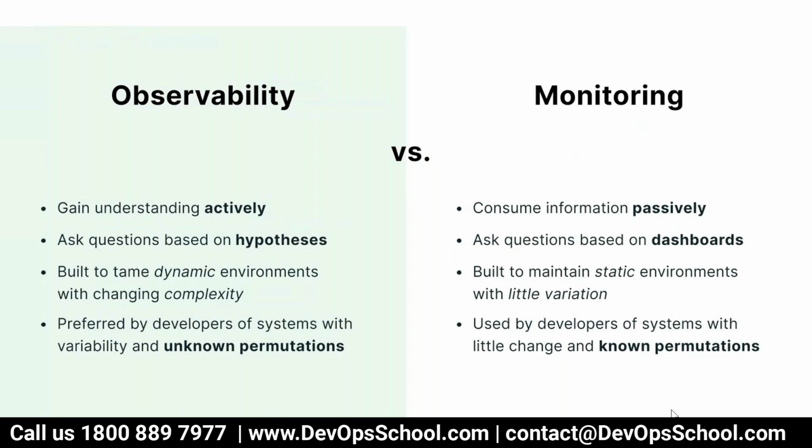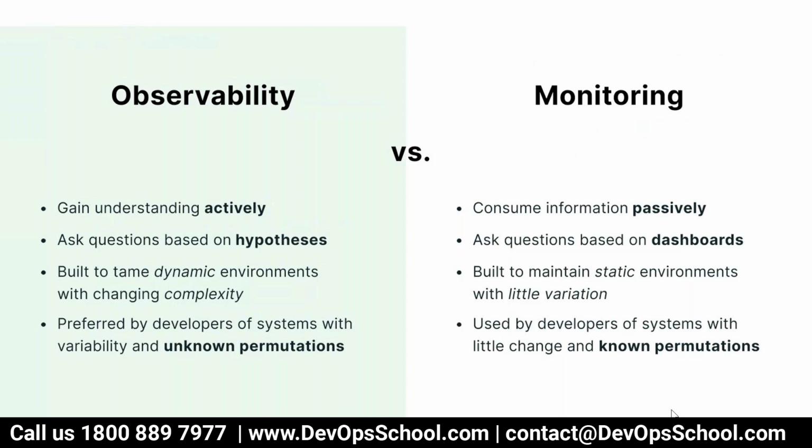Observability gains understanding actively, while monitoring consumes information passively. Here, observability asks questions based on hypotheses. Hypothesis means what could have gone wrong. But monitoring will tell you only on the dashboard whatever the real data is. Now, the third point is very important.